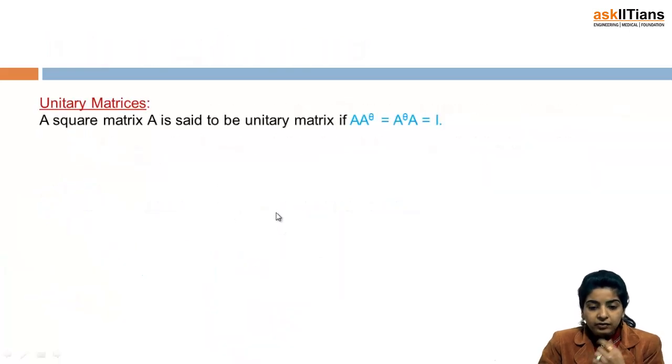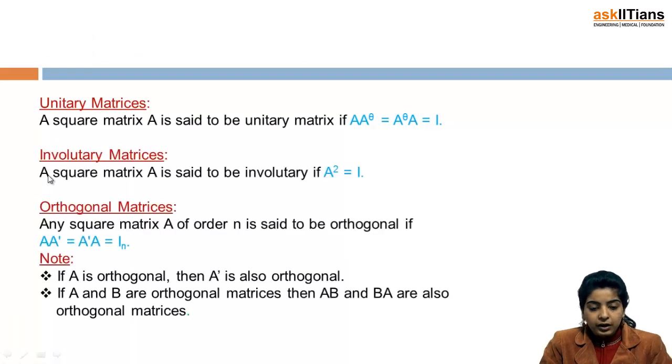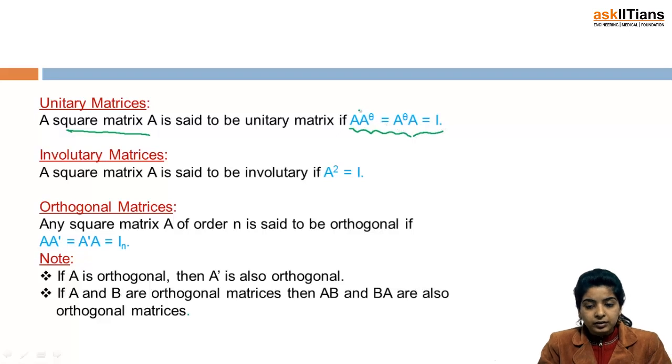So next we have certain important types of matrices, which are unitary matrix, then we have involutory and orthogonal matrix. So what do we mean by unitary matrix? A square matrix A is said to be unitary if it satisfies this property, which is A theta A is equal to A A theta is equal to I. This you'll have to remember, the unitary matrix satisfies this property.